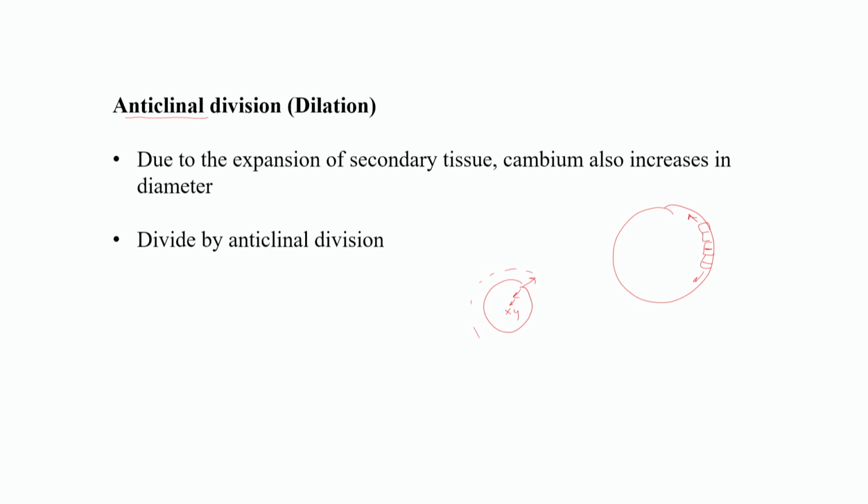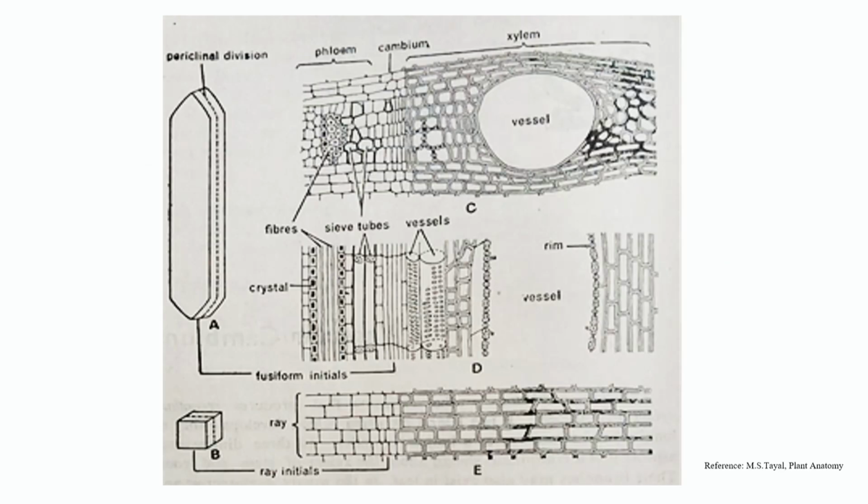Now, this figure shows how the fusiform initial is divided through periclinal division. You can see it giving rise to all the xylem, sieve tubes, vessels, tracheids and so on. And this is the ray initial, also dividing by periclinal division, but it is giving rise to radially arranged parenchymatous cells.